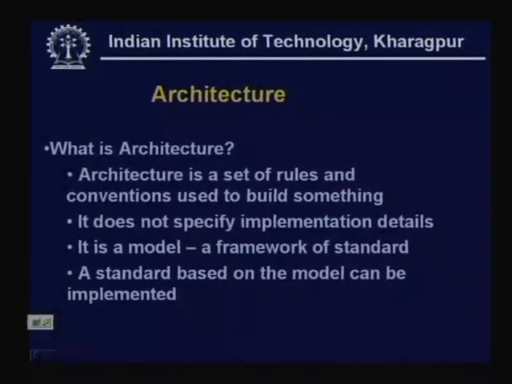For example, when we say Roman architecture or Gothic architecture, we usually refer to some stylistic pattern of a building. It does not say how it has been implemented, those details are not known. Essentially, it is a model, and the model can be considered as a framework of standard, and a standard based on model. Actually, an architecture will provide a framework of standard based on which something can be implemented.